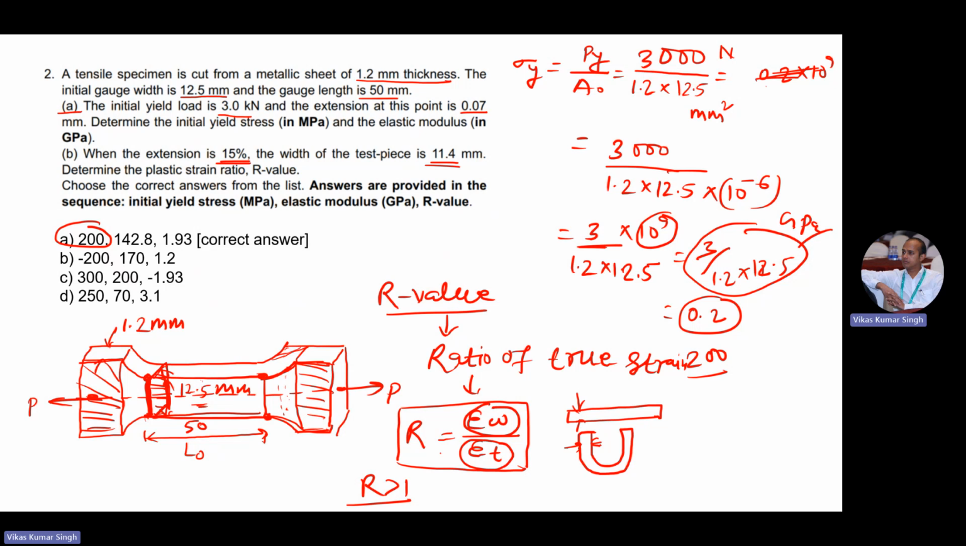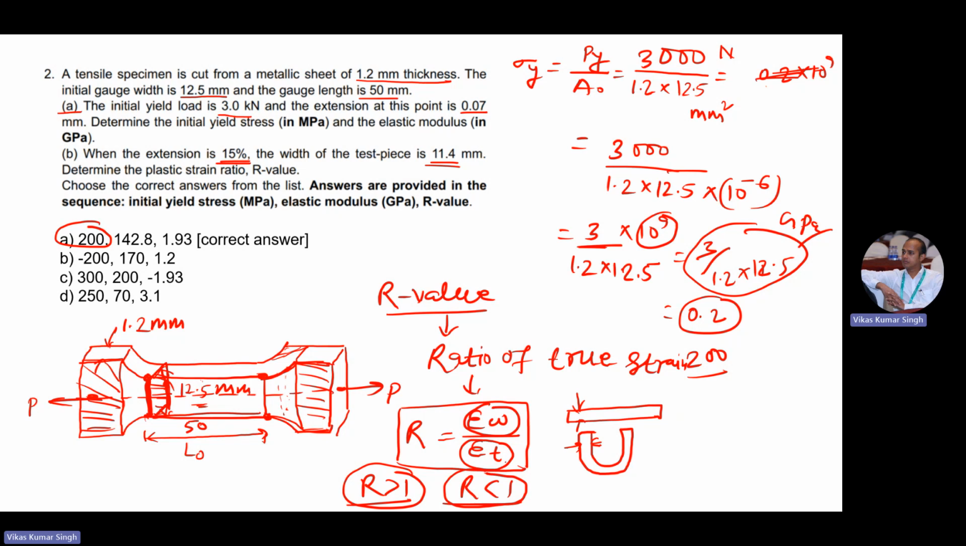If this value is very high and this is low, it is going to be R less than 1. R less than 1 is not the favorable case in the industry. Whatever material you use for your sheet metal processing, that R ratio should be greater than 1, and this is desirable for proper forming process. Is it clear? Okay.